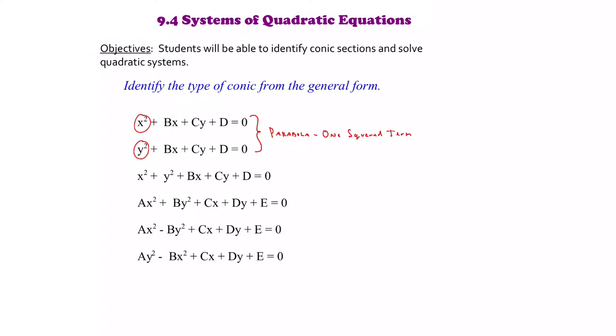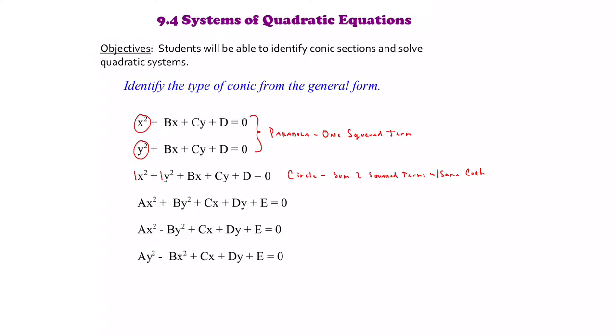On the next equation, you have 1x squared plus 1y squared. So there are two squared terms and they're being added, but you also notice that the coefficients are the same. That represents a circle. So, the sum of two squared terms with the same coefficient.